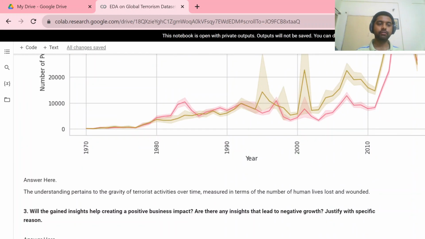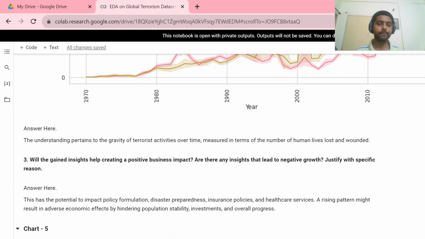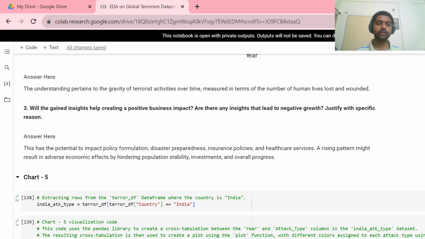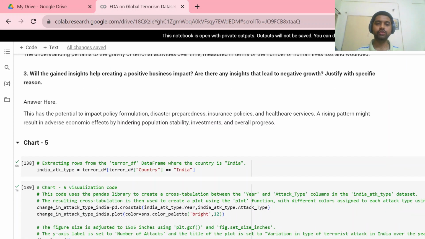The understanding we get from this plot is the pattern of the gravity of terrorist activities over time, measured in terms of the number of human lives lost and wounded. This has the potential to impact policy formation, disaster preparedness, insurance policies, and healthcare services. A rising pattern might result in adverse economic effects, hindering population stability, investments, and overall progress.